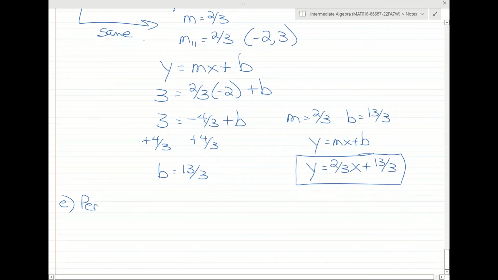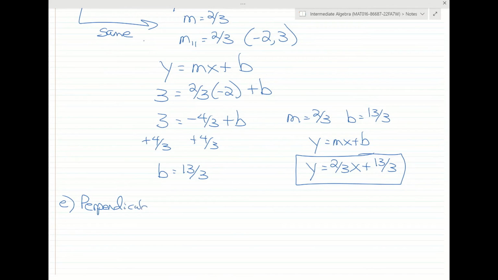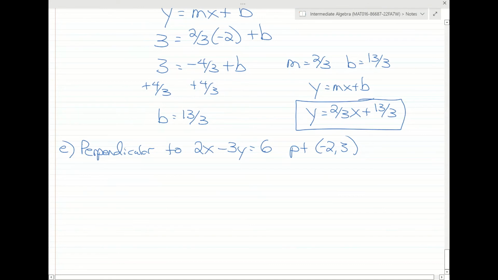Right. Similarly, what if it was perpendicular to 2x minus 3y equals 6, and the point was -2, 3? Same idea as before, but instead of parallel being the same slope, for perpendicular we're going to have to change the slope, right? So let's go ahead and finish this up.